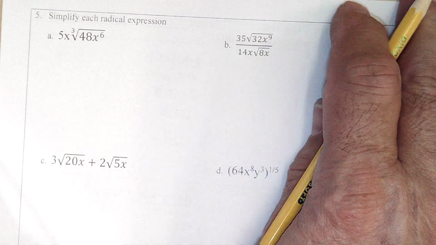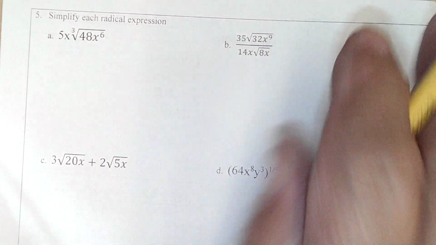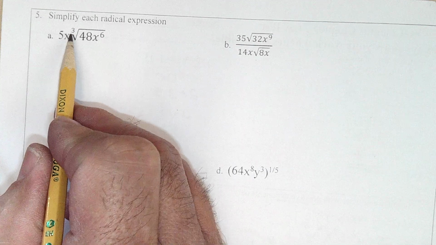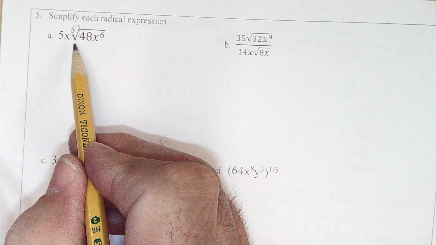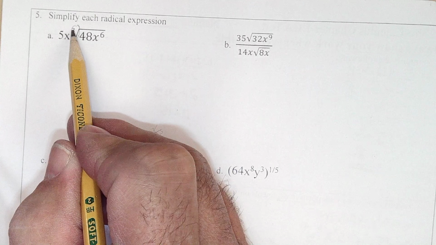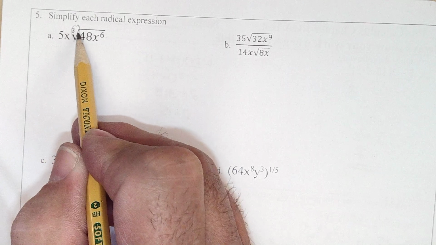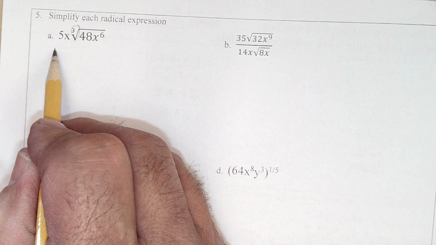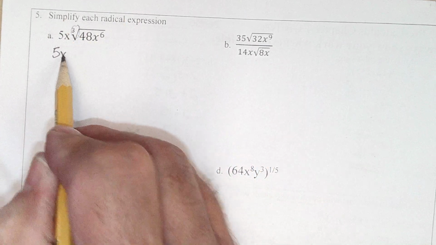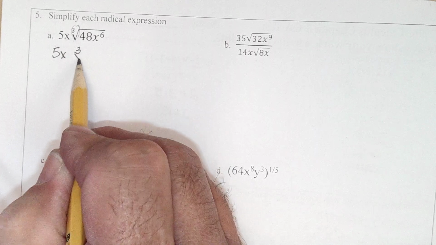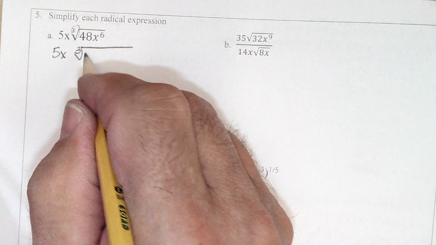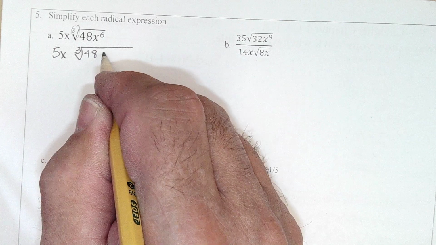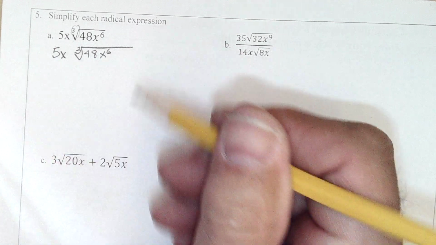Now I'm going to do each of these a couple of ways. First of all, I apologize that the math type program I had makes this 3 look like it's on the X instead of in here. It's closer to being in there, and that's where it's meant to be. This is supposed to be 5 times X cube root of 48X to the 6th.